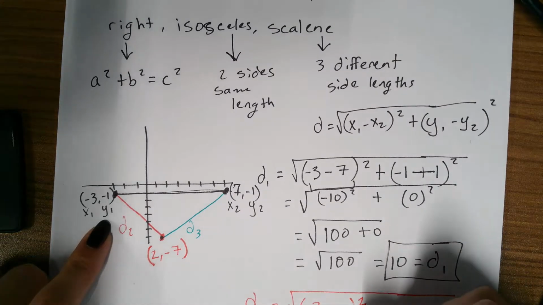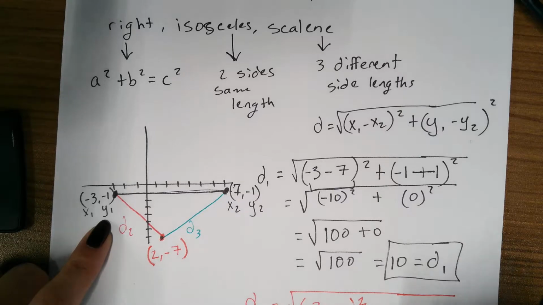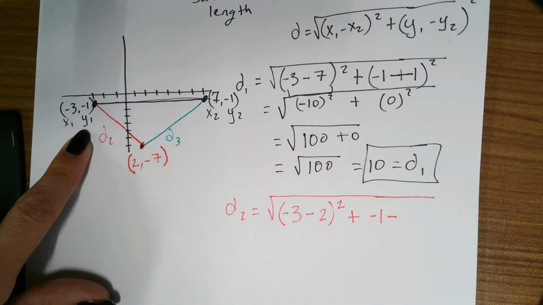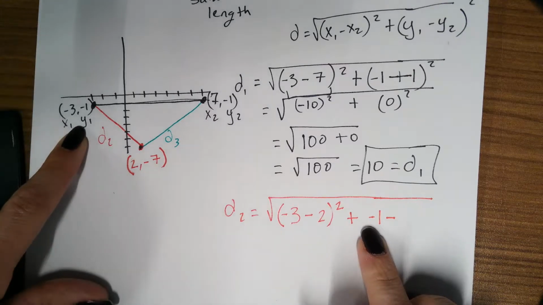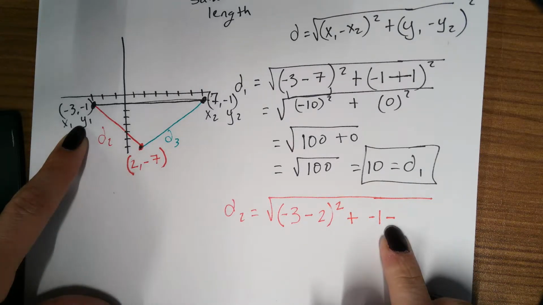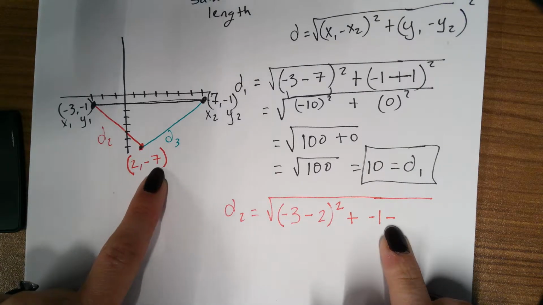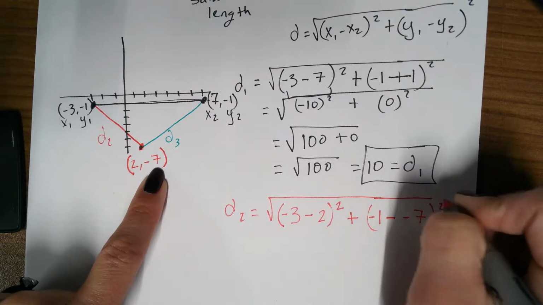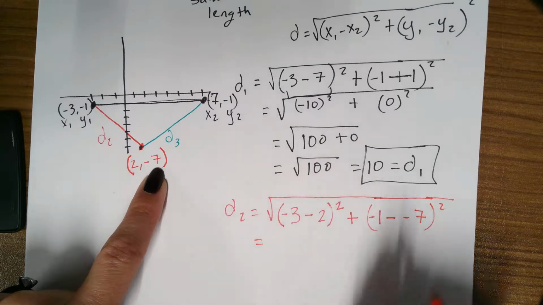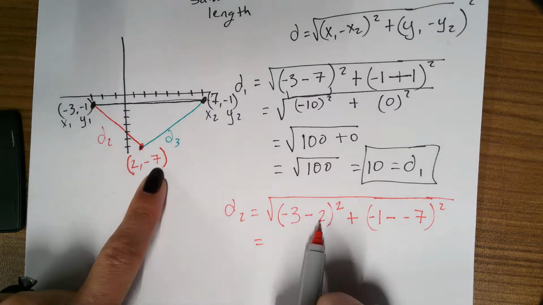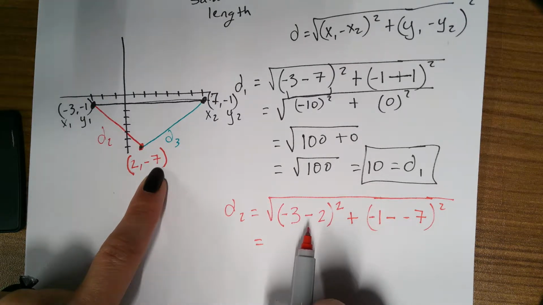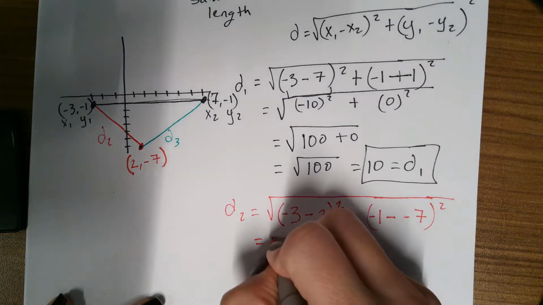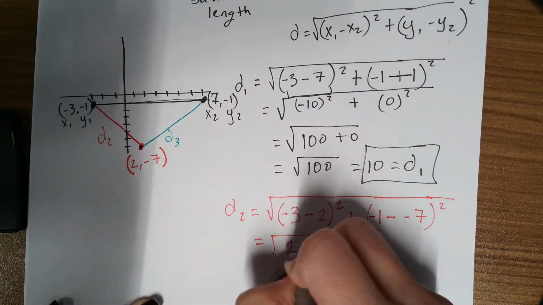So y1 we'll say is -1 minus, as part of the formula, you can't see that, let's scoop that up, sorry about that. So -1 is my y1 minus, as part of the formula, and -7 will be my y2. And again, we're just going to simplify. -3 minus 2 is -5, and it's -5 squared, so -5 times -5 gives me positive 25.